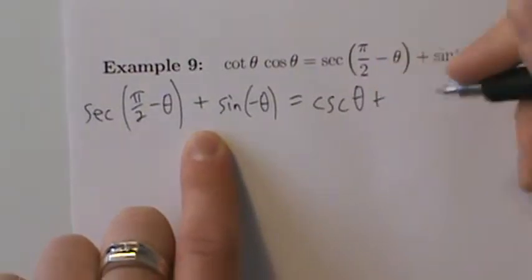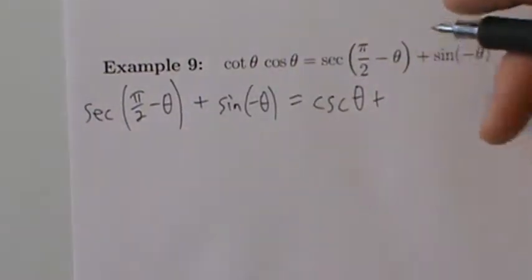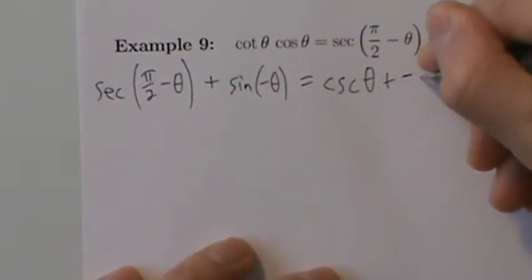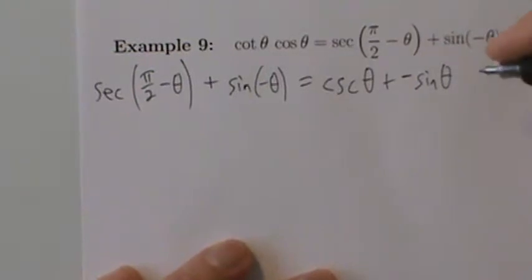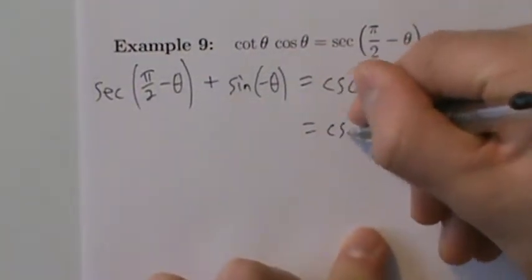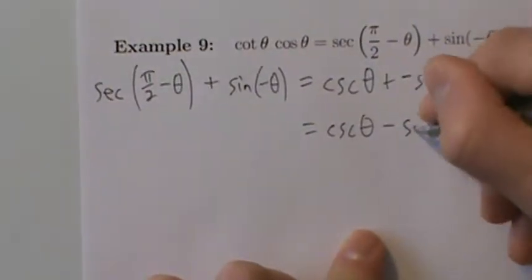And then what do we have here? Plus sine of negative theta. Well, sine of negative theta is negative sine of theta. So we have plus negative sine of theta. Okay. Well, if you add a negative, that's the same thing as subtracting. So cosecant of theta minus sine of theta.